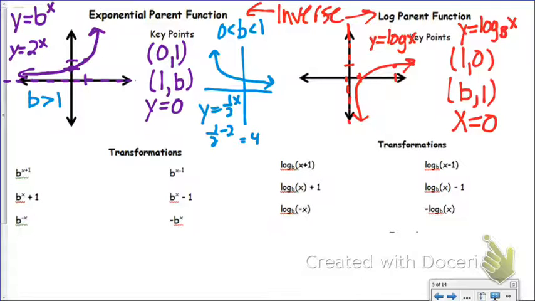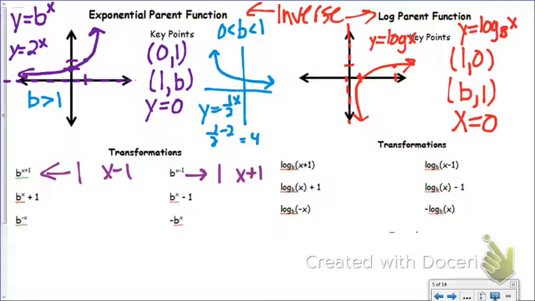So the first one on here, b to the x plus 1, that is a horizontal transformation because it's next to the x. So that's going to be a shift, and remember the horizontal ones are always backwards. This is actually going to go to the left one. Then b to the x minus 1 would go to the right one. What that actually means in terms of your points is basically you would take the x coordinate and you would subtract 1, or you would take the x coordinate and you would add 1.